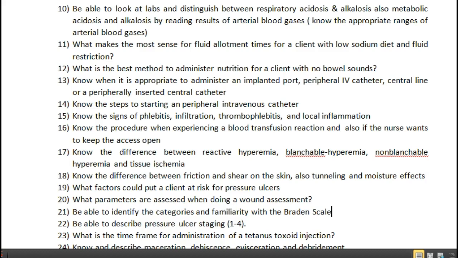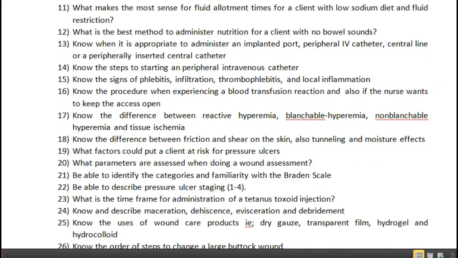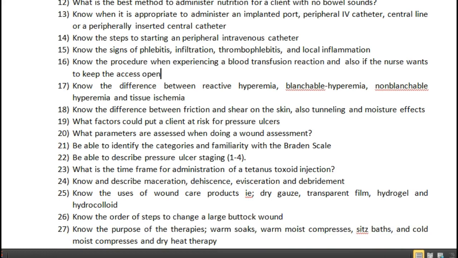So I just want y'all to know the differences between phlebitis, infiltration, thrombophlebitis, and local inflammation. Phlebitis: inflammation, red streak, think about that. Infiltration: cool, swelling, because it's not in the vein. Thrombophlebitis is the actual clot that would form, and then the local inflammation is, okay, hold up, sorry. Okay, so as long as you know those symptoms, you should be fine as far as answering a question.